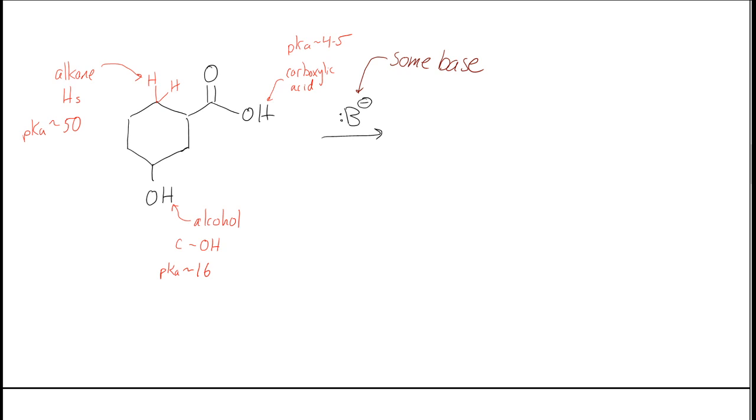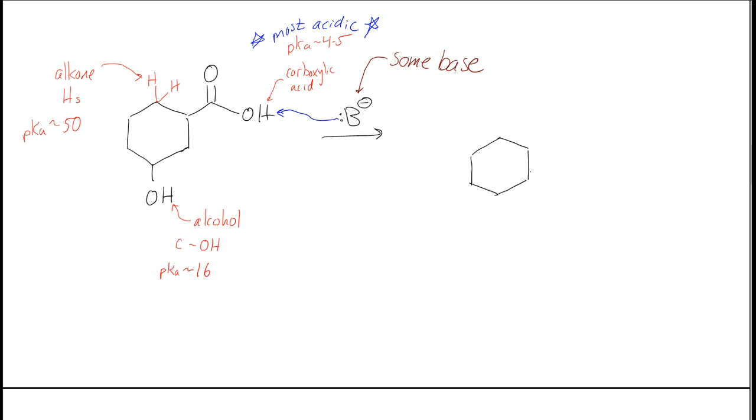Yeah, the carboxylic acid one. Right? It's going to take the most acidic hydrogen. So this hydrogen gets the award for most acidic in this molecule because it has the lowest pKa of all the different types of hydrogens. And so if there's only one base, that's the one it's going to grab.